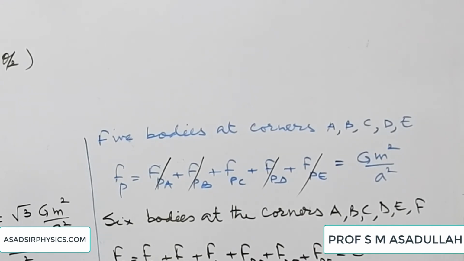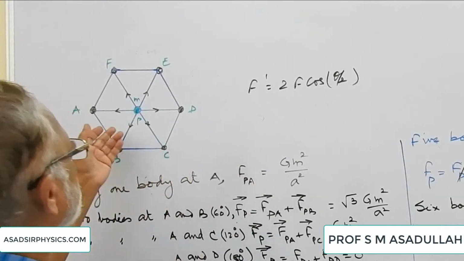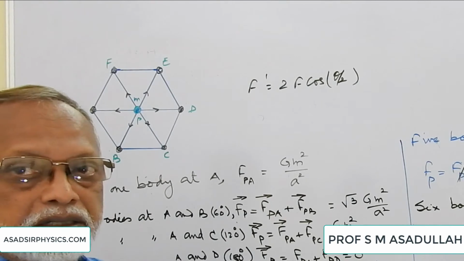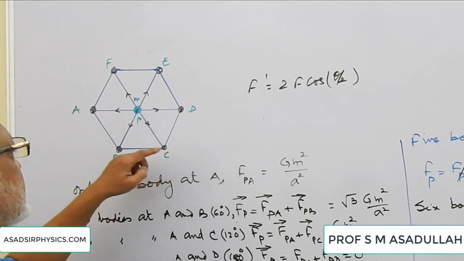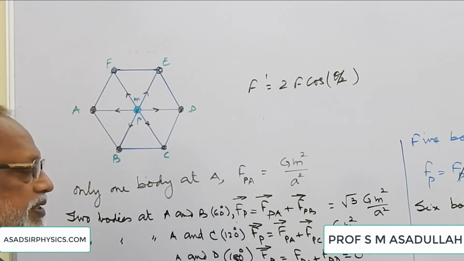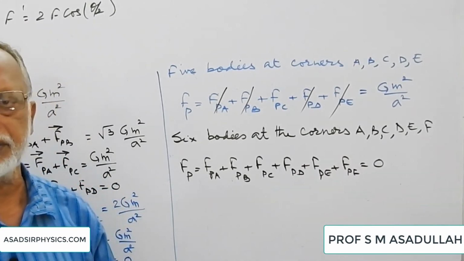Suppose we have placed six bodies at all these six corners. Then there will be six forces. You can see that there are six forces forming three pairs acting in opposite directions. PA and PD will get cancelled, PB and PE will get cancelled, PC and PF will get cancelled. Therefore, the resultant force on the body at the center is 0.